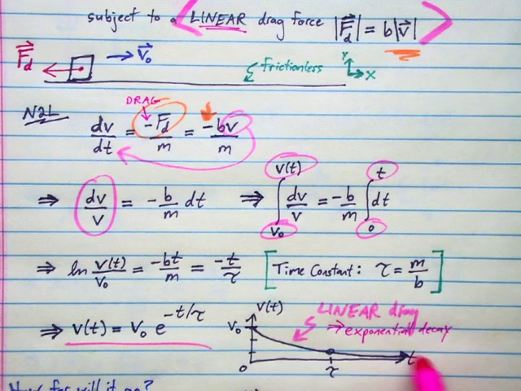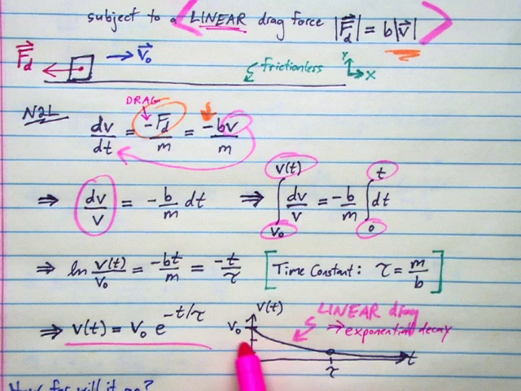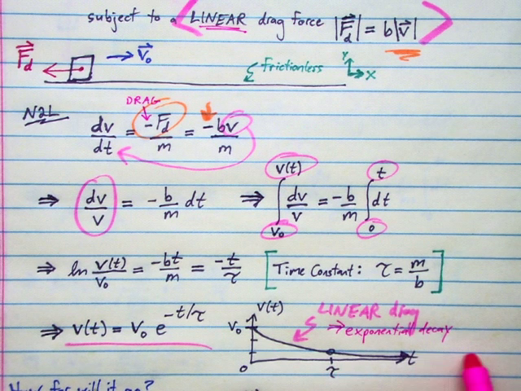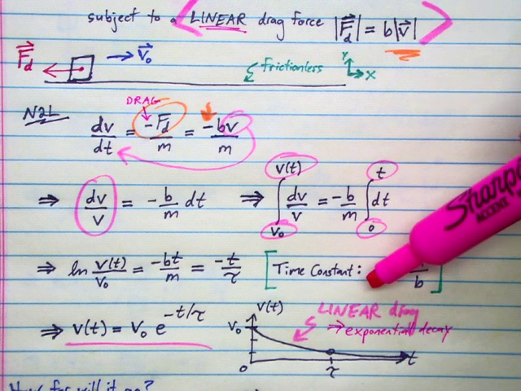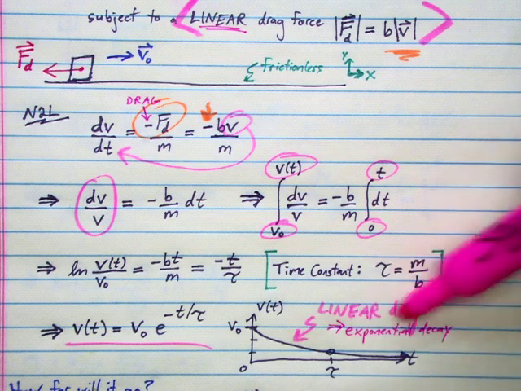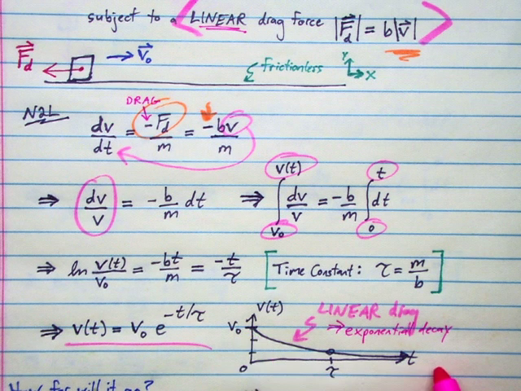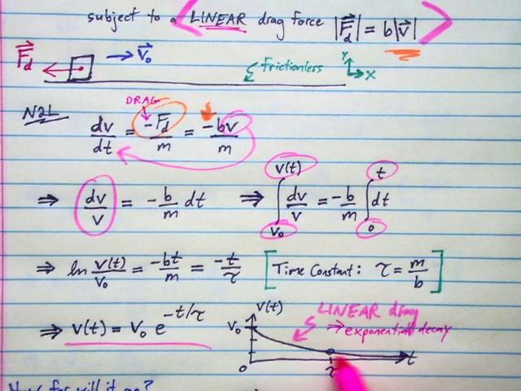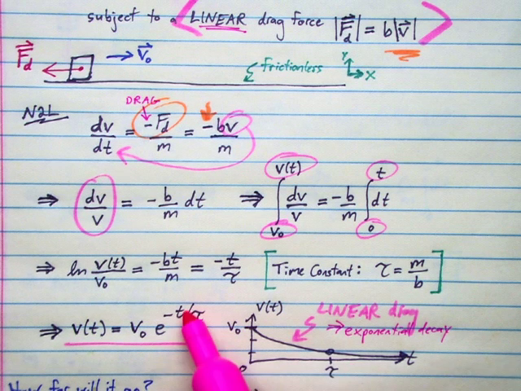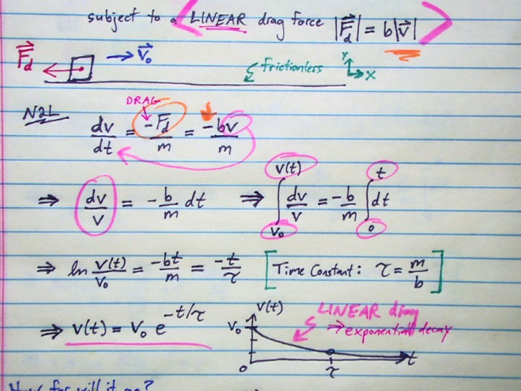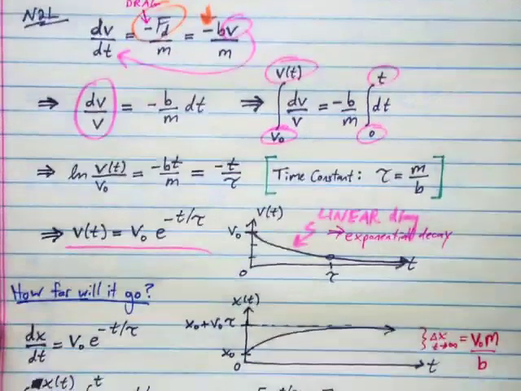Graphing that, velocity versus time, we start at some initial velocity here, and we see that it's going to take forever for this box to come to rest. That's characteristic of a linear drag force. We get these exponential decay functions. So it slows down, never gets fully to rest, but that time constant tau characterizes the relative amount of time it takes to slow down. In particular, tau is about the amount of time it's going to take to drop to a third of its initial speed. How far will it go?